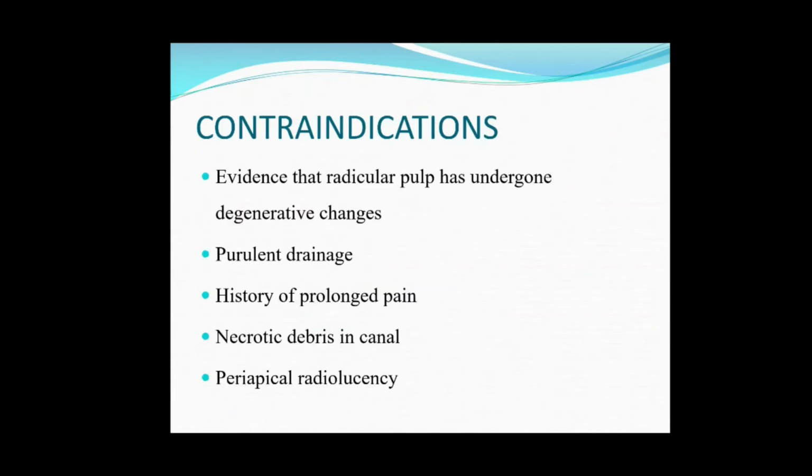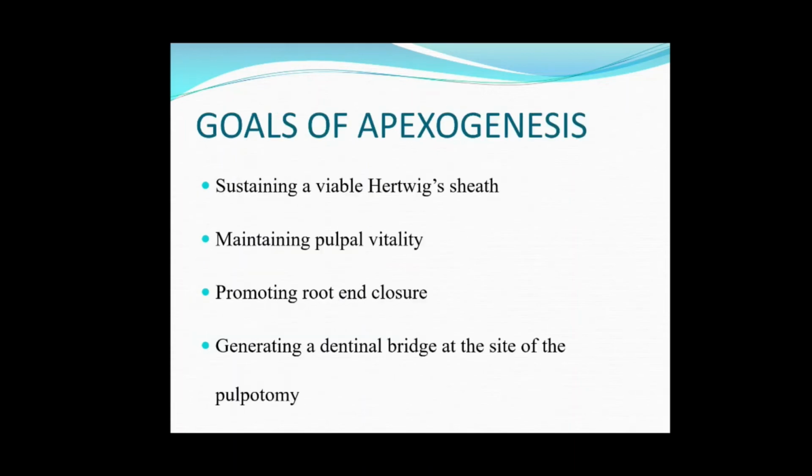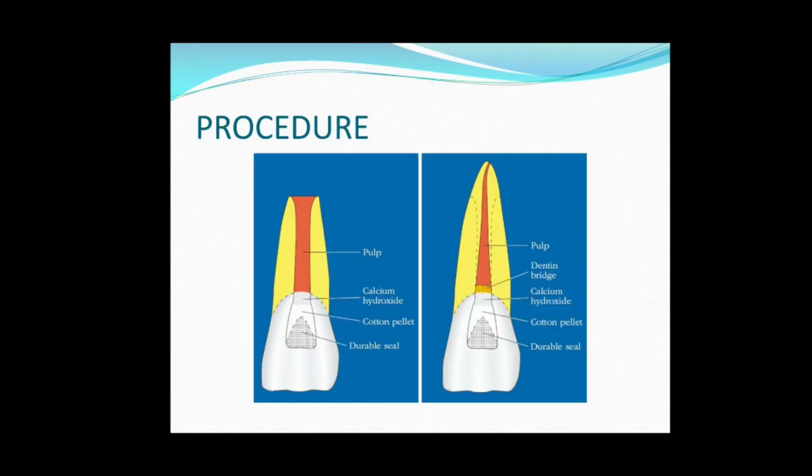The contraindications are evidence that the radicular pulp has undergone degenerative changes, any purulent drainage, and a history of prolonged pain, which is a main contraindication. Also necrotic debris in the canal and periapical radiolucency. The goals of apexogenesis are sustaining a viable Hertwig sheath, maintaining the pulpal vitality, promoting root enclosure, and generating a dental bridge at the site of pulpotomy.